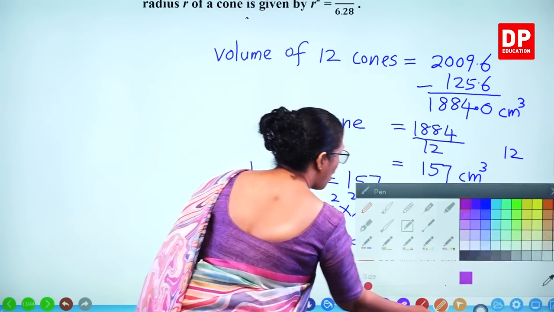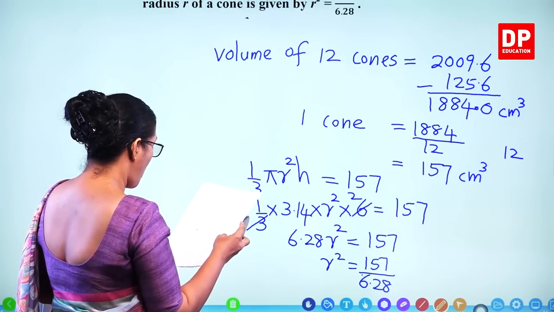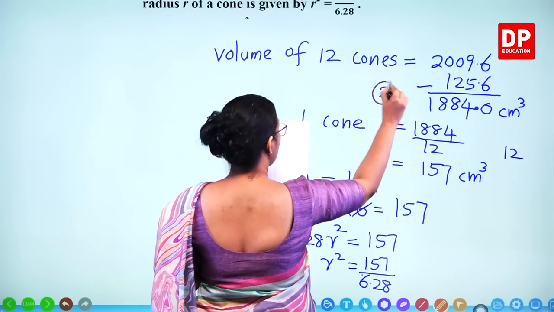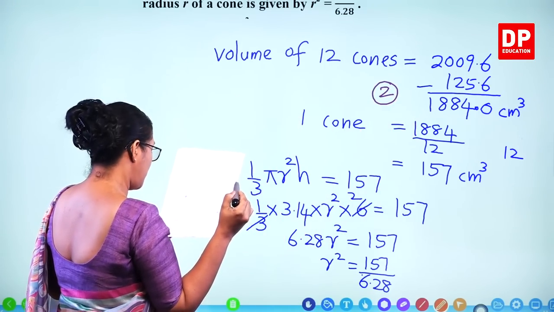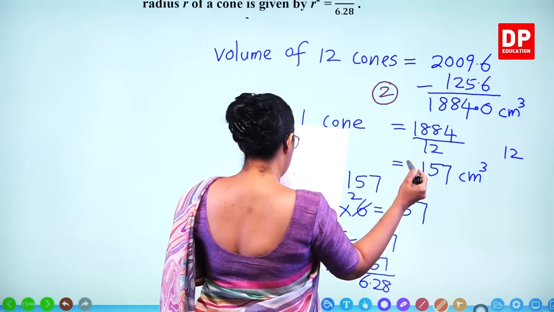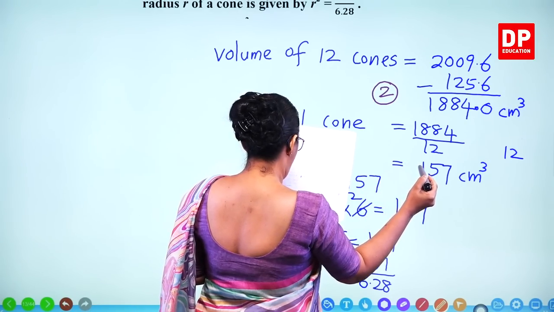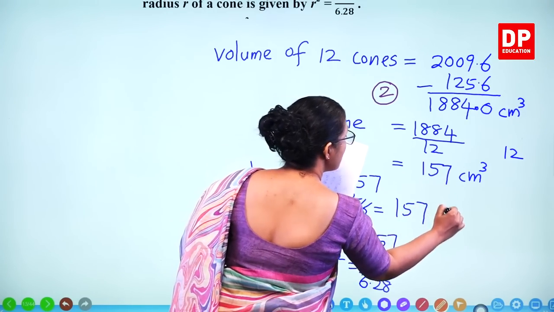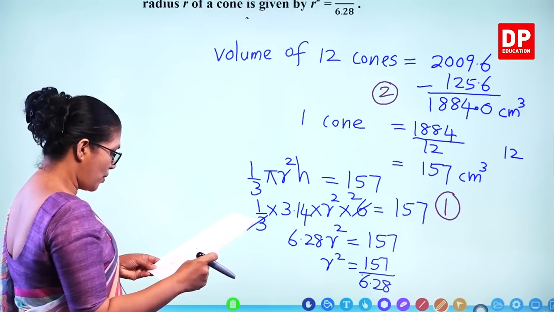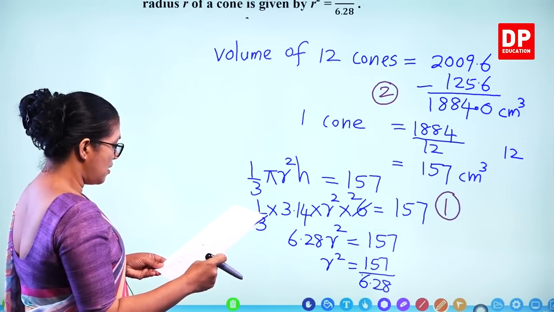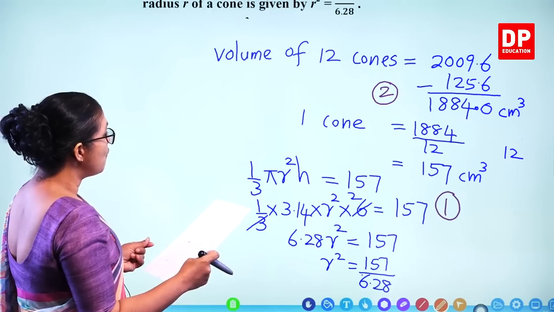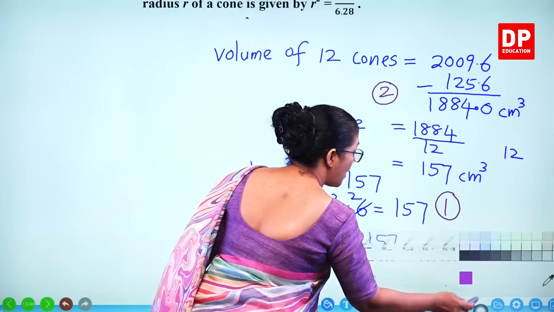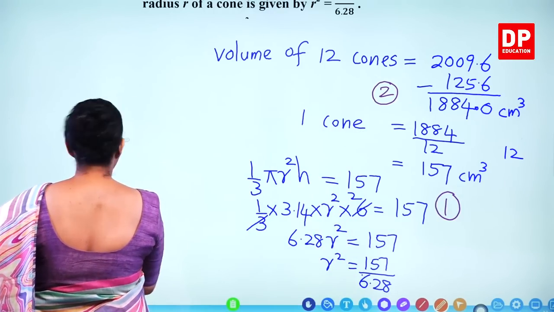So how many marks for this one? You are getting 2 marks for finding this volume. And then divide by 12, finding the volume of a cone is 1 mark. Everything 1 mark. So the whole part, you get 3 marks. So we gave 2 marks before. This is 3, 5 marks. And the next one you have to use log tables and you get 5 marks there.